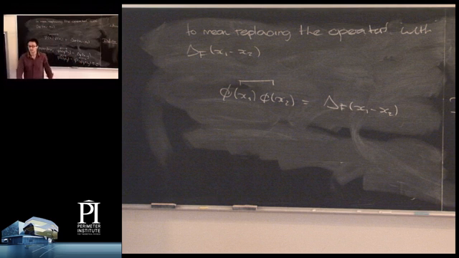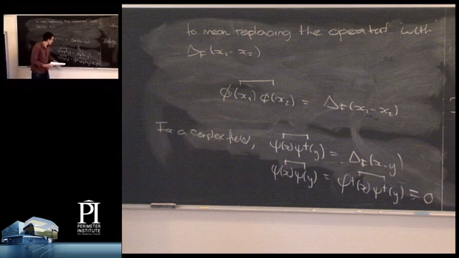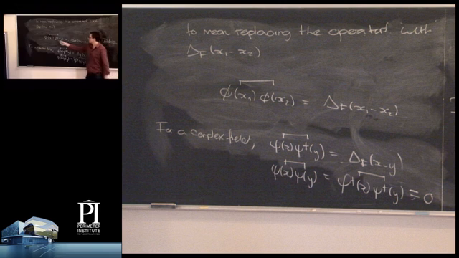Yes? What if you have the dagger on the first one? Then it's the same. Sorry, the last line, is that a definition or is that? All of these contractions are definitions, but you should think of the contraction as the difference between the normal-ordered product and the time-ordered product. And that's zero in this case.